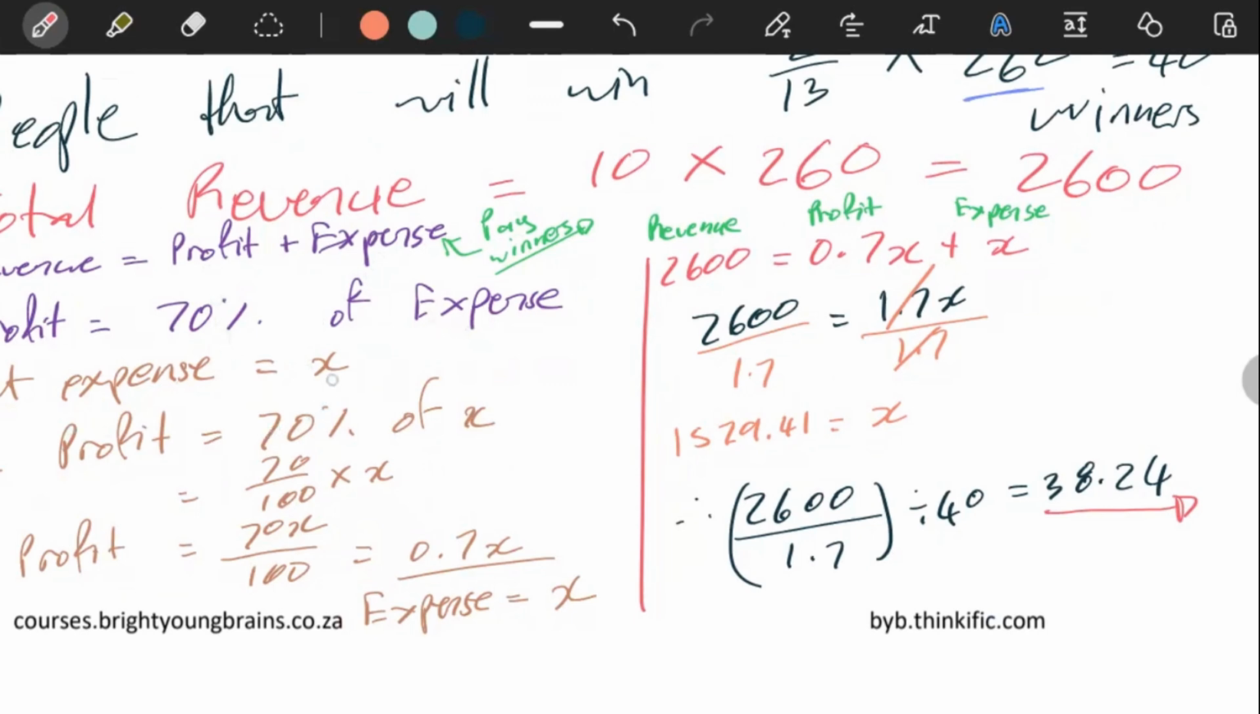So we just made that amount X. So our profit is just 70% of that. So the 70% plus the amount we're paying out is the revenue we're getting, the 2,600 in total. So we worked out this is all the amount you're paying out to the winners, because that's the money that is going out. The rest is supposed to be your profit. So that's that for this question. Let's move on to the next one.